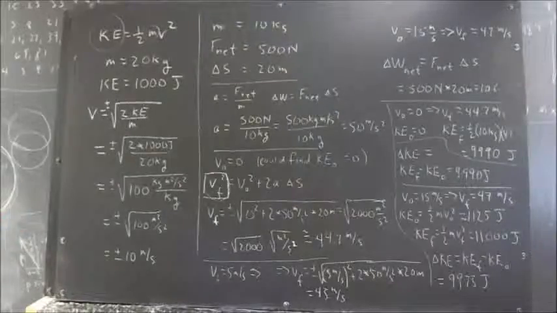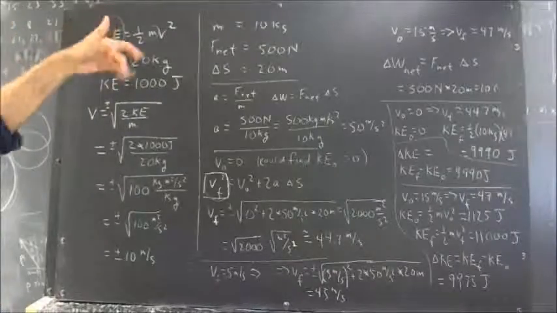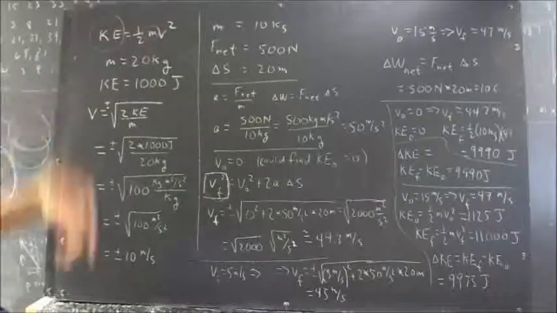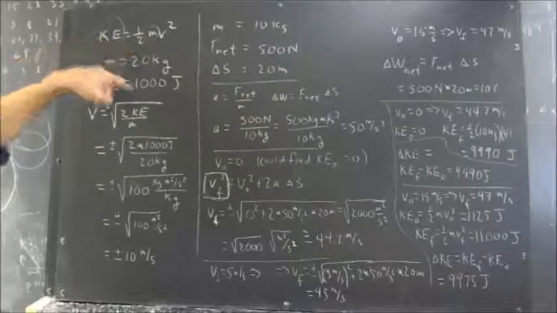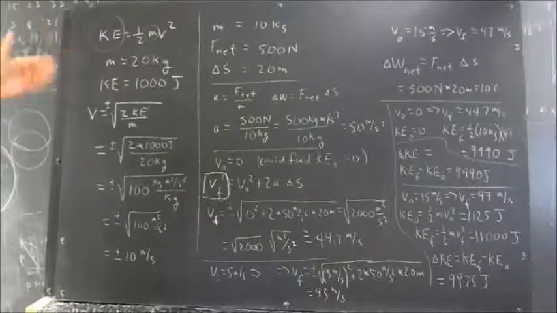The first question concerns a 20 kilogram object with a kinetic energy of 1,000 joules. And the question was, what's the velocity of an object of mass 20 kilograms with a kinetic energy of 1,000 joules? And the answer is fairly straightforward.